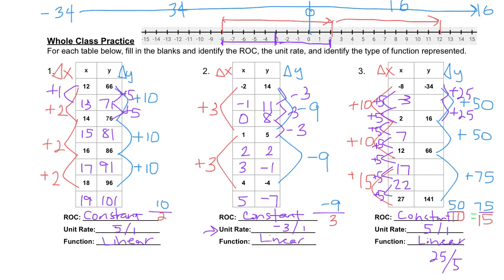The change in Y is 25. So -34 plus 25 is negative 9. Negative 9 plus 25 is 16. 16 plus 25 is 41. Go ahead and fill that in for the rest of the table. And you can check your answers right here.